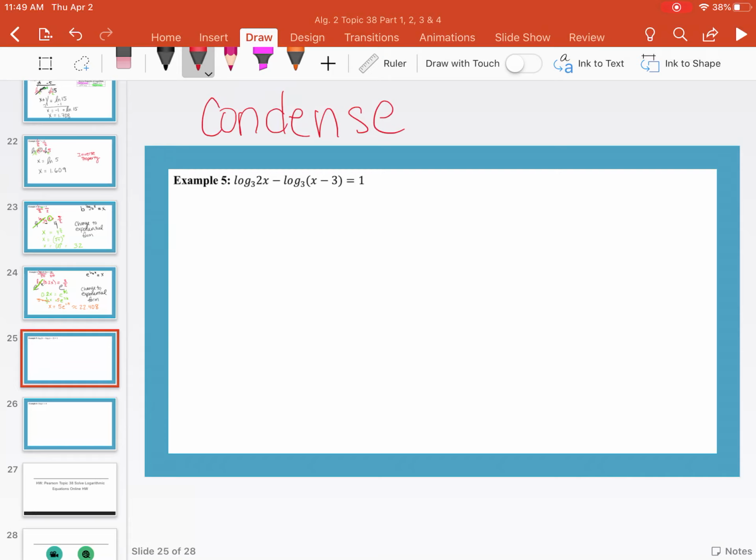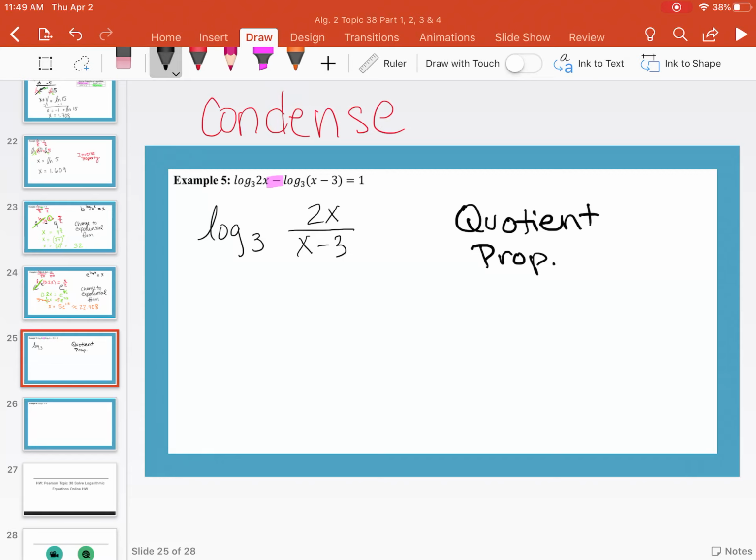When I'm asked to condense, I want to think back to my properties of logarithms. So here, because I see subtraction, that equates to the quotient property when I'm dealing with my properties of logarithms. So I can rewrite the left-hand side to be log base 3 of 2x divided by x minus 3 equals 1.